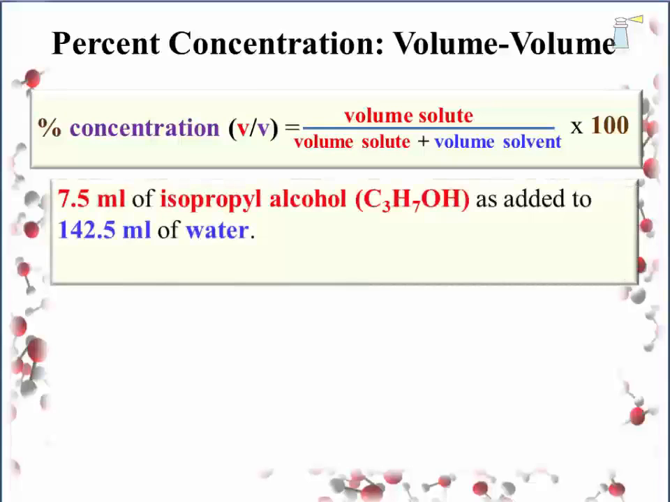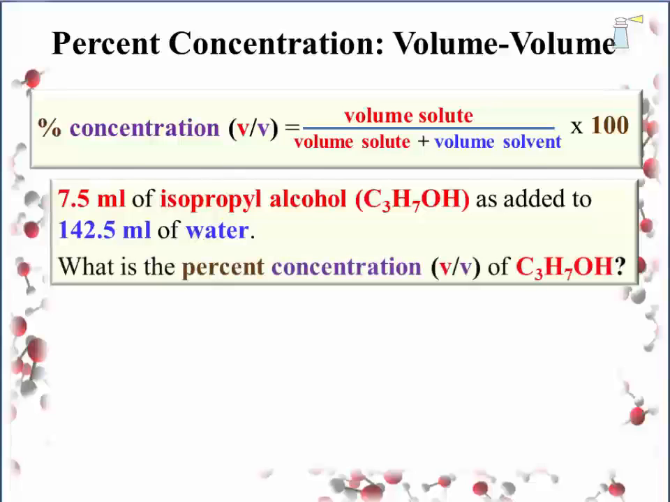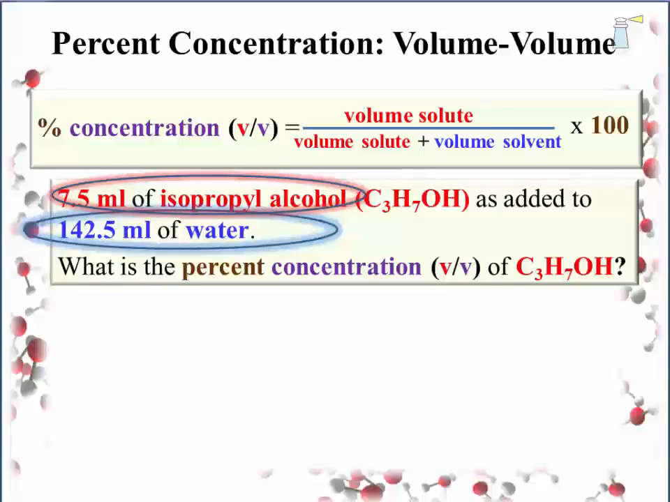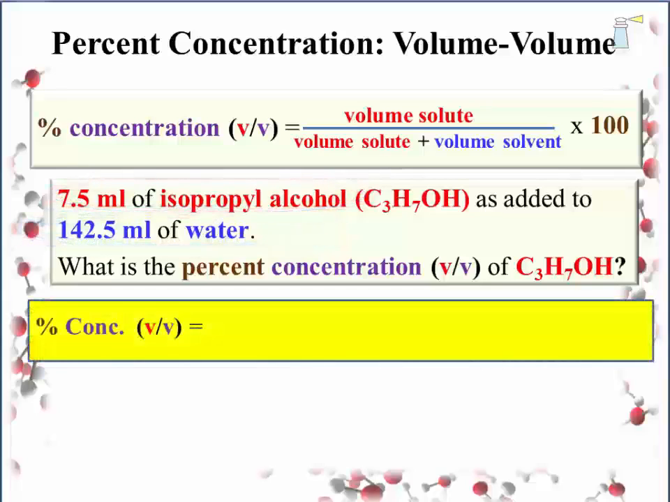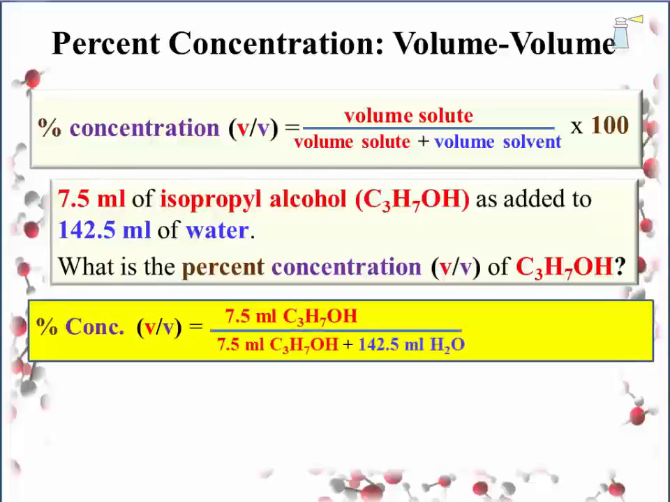7.5 mL of isopropyl alcohol, C3H7OH, is added to 142.5 mL of water. What is the percent concentration, volume to volume, of the isopropyl alcohol? This is the concentration problem of the volume to volume kind because it is a liquid solute dissolved in a liquid solvent. Calling up the concentration equation, in the numerator, the solute volume is added, and in the denominator, the sum of the volumes of the solute and solvent are placed.